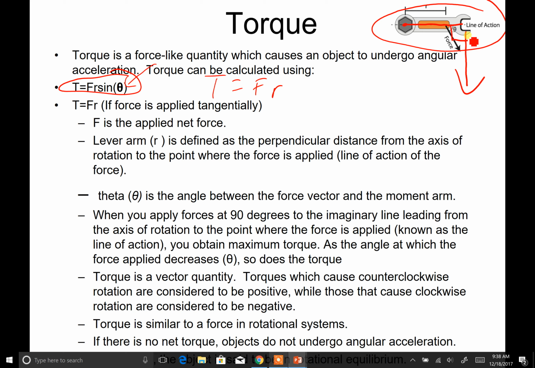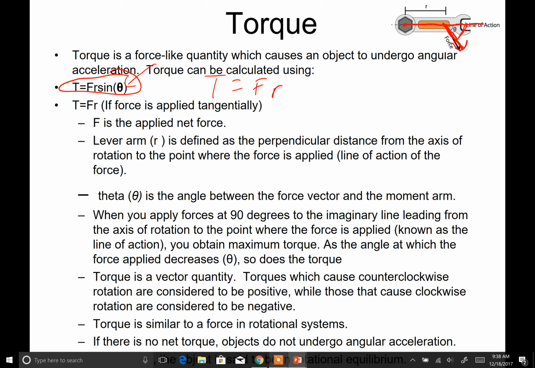So if the force is at a 90-degree angle to the moment arm, the sine of theta doesn't really matter because the sine of 90 is 1. But if that force is applied at a non-90-degree angle, like in this case, to calculate the torque, we would need to know the angle between the moment arm and the force, and we would have to plug that in as theta. So when you apply a force at a 90-degree angle to the imaginary line leading from the axis of rotation to the point where the force is applied, you obtain maximum torque. As that angle changes or decreases, the torque also decreases.